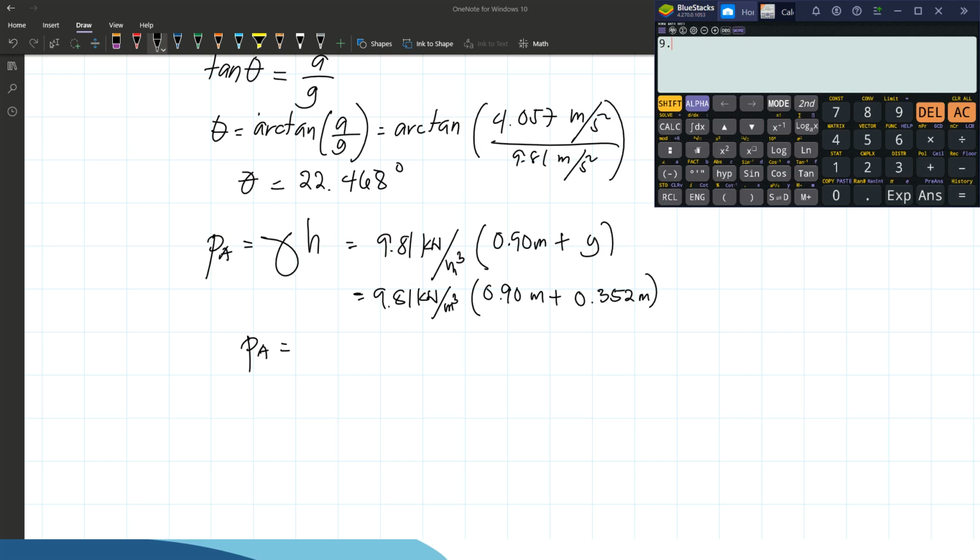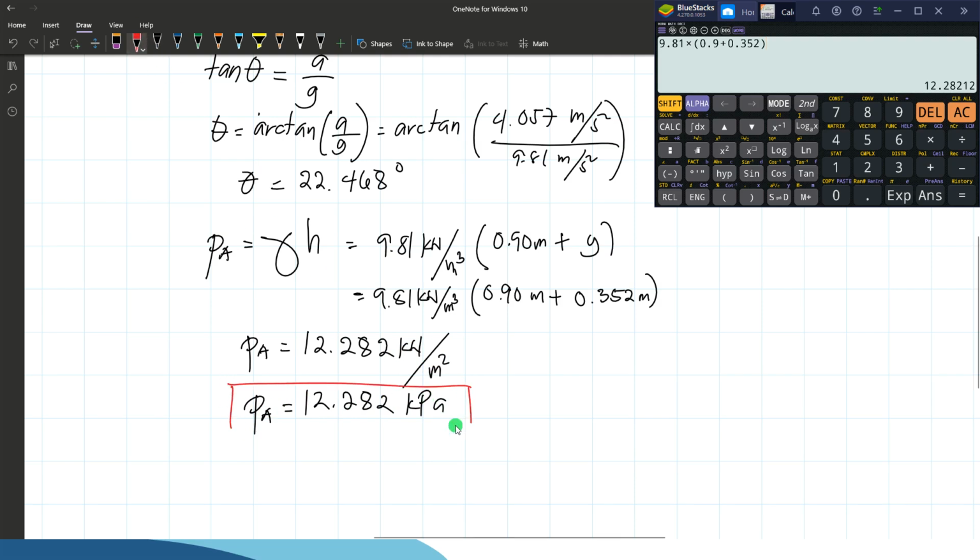So the pressure at point A is equal to 9.81 times 0.9 plus 0.352, which is 12.282 kilonewton per square meter. So the pressure at A is 12.282 kilopascal. That's the answer.